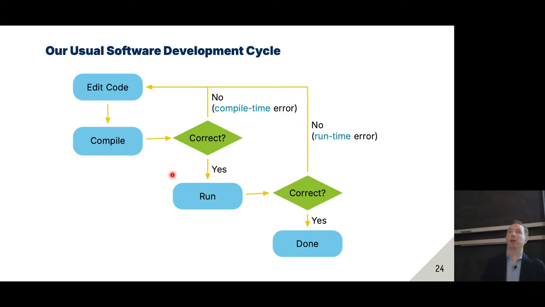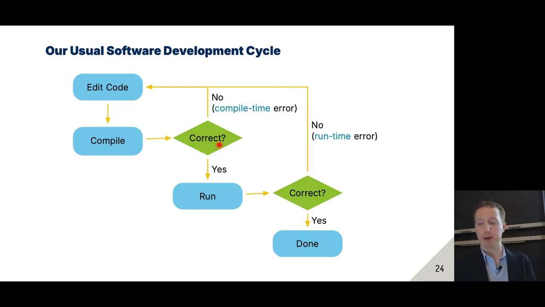So when we develop software, this is our usual development cycle. So we start here by editing some code. We think we have some great idea. We think it's going to work. So our next step, and you might have already done this if you've started the lab. If not, don't worry about it. So you edit some code, and then we compile it. And then, well, that code can either compile or it cannot.